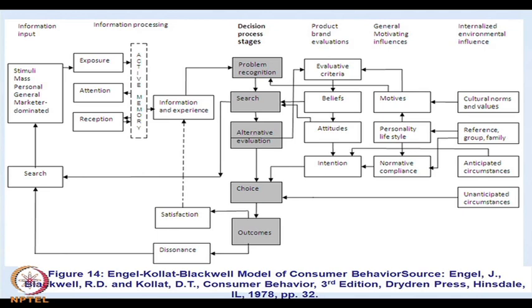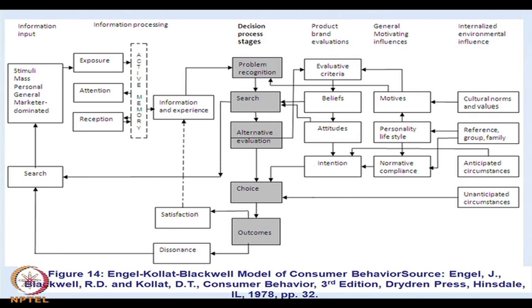So, you have the product and brand evaluation impacting the search process and the choice. Similarly, you have the general motivating influences which impact the product choice and also the purchase outcome. Finally, there is the purchase outcome, which may be positive or negative, and it manifests itself in the form of satisfaction or dissatisfaction. Whatever the outcome, whether satisfaction or dissatisfaction, it is going to lead to feedback on the input, or the information input again.